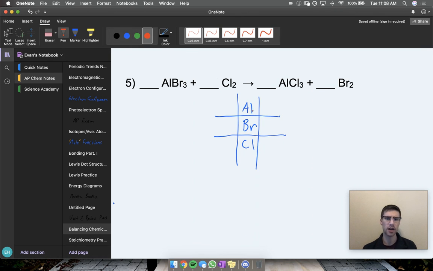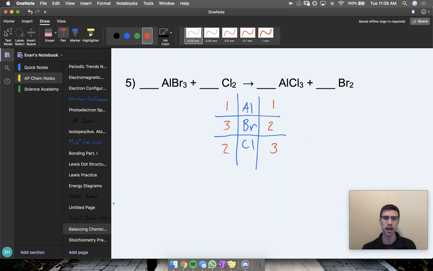Now, how many of them do I have on each side? I have 1 aluminum on the left because our subscript is 1, 3 bromines, and 2 chlorines. On the right, I still have 1 aluminum. I have 3 chlorines because of this subscript 3 here, and I have 2 bromines. Now, again, we're dealing with some 2s and 3s here. So let's start messing around with it.